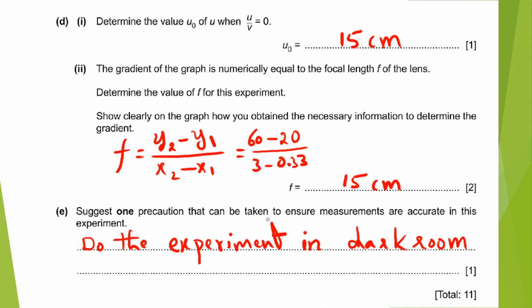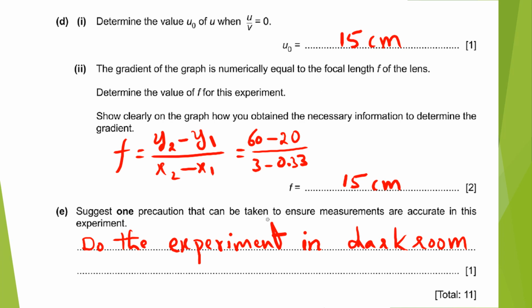Then part E, suggest one precaution that can be taken to ensure measurements are accurate in this experiment. In order to get accurate values of image distance or focal length, we need to clamp the roller on the bench where we are performing this experiment. And one simple precaution for students is, during all light experiments, usually we need to perform the experiment in a dark room. So that is one precaution, a simple one.